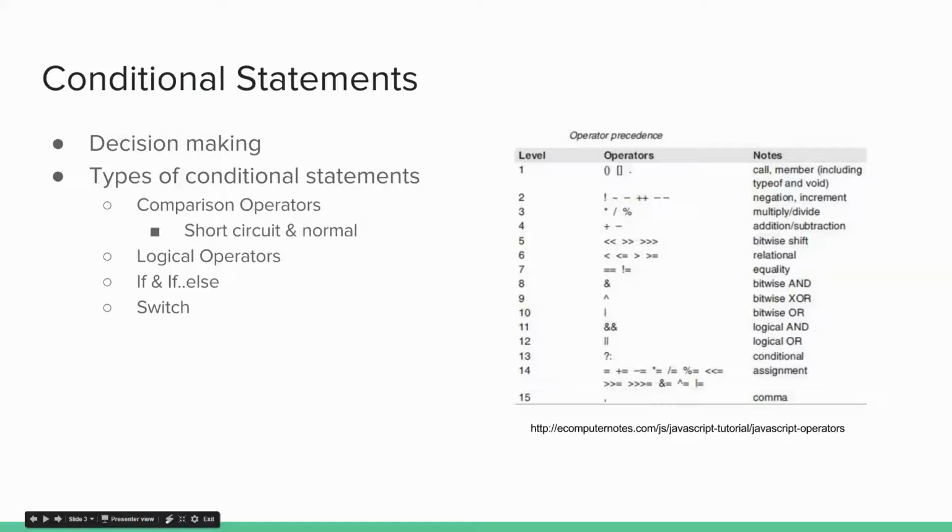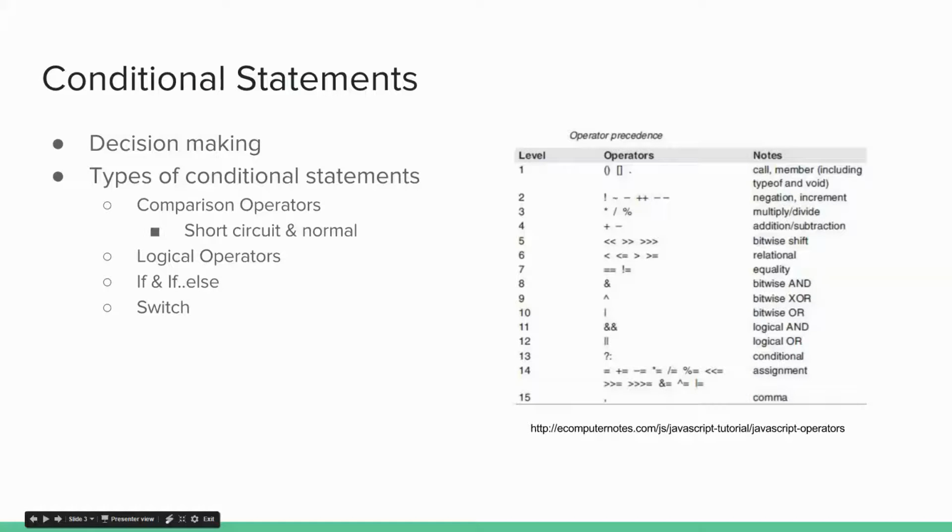But comparison operators are where you're checking one thing against another. So there's equality and there's relational. Now these logical operators, which are the and, these double ands and the or and the double or, that's where you have both the normal and the short circuit.